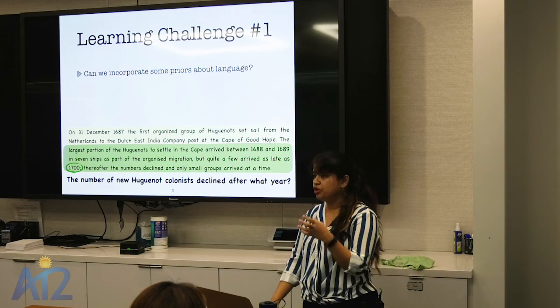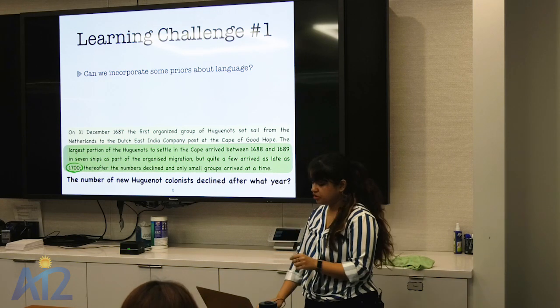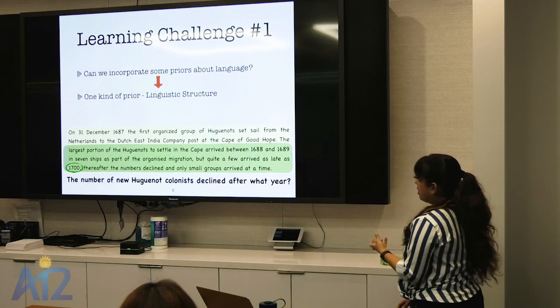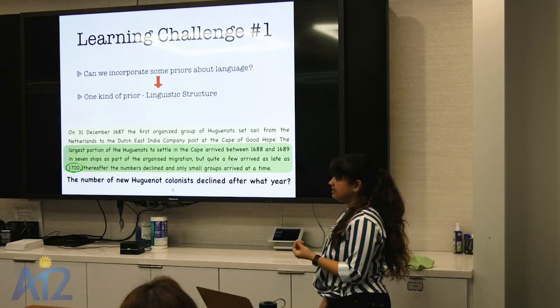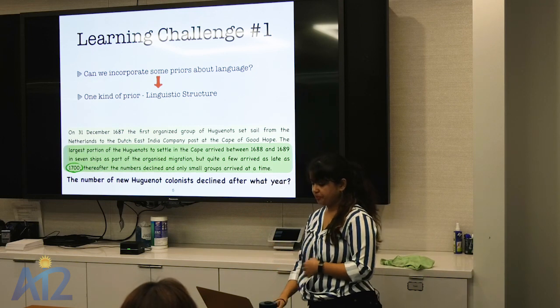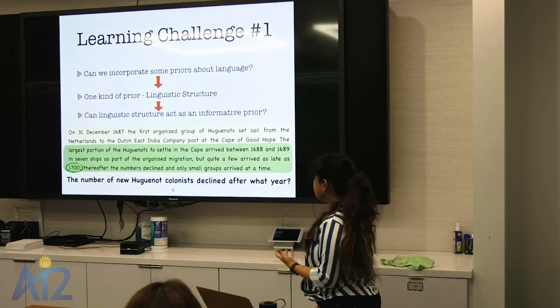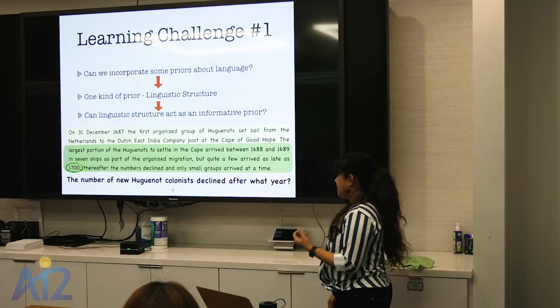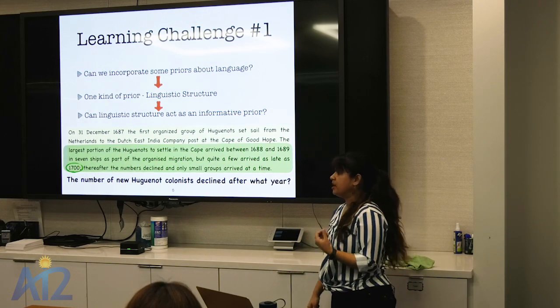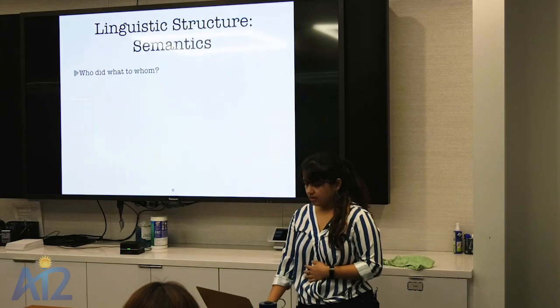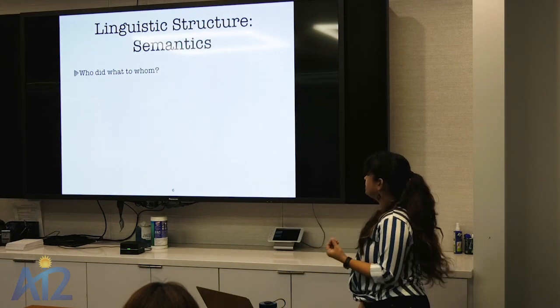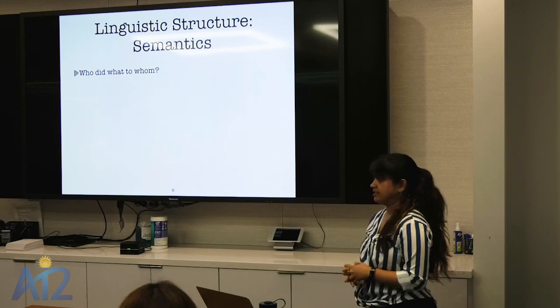That means we need to look deeper into the structure of the sentence itself. So this kind of prior knowledge that will help us understand this is linguistic structure. So the question now becomes, can linguistic structure act as the informative prior that is going to help us improve our models?